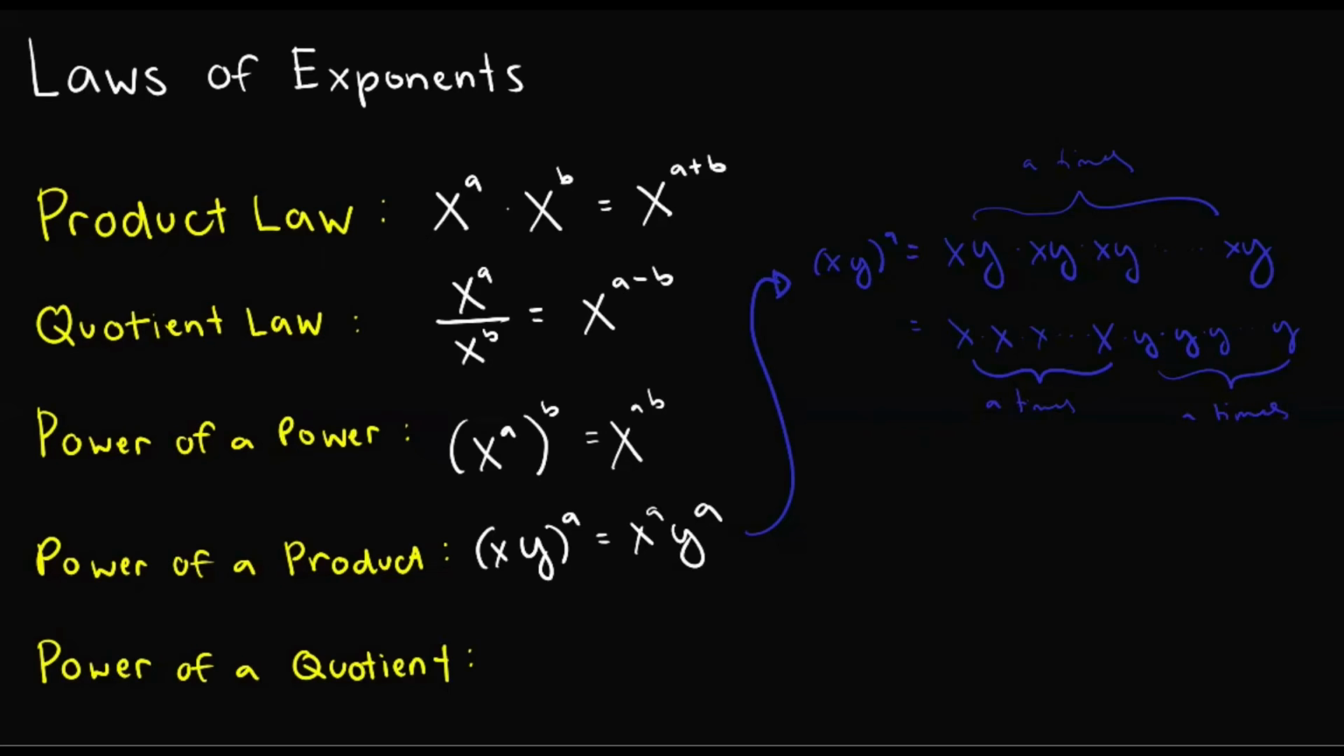So then we will have x^a times y^a, which is the answer that we are looking for. And we are able to acquire this through the product rule, if we imagine that each of these has an exponent of 1. So that's how it works.